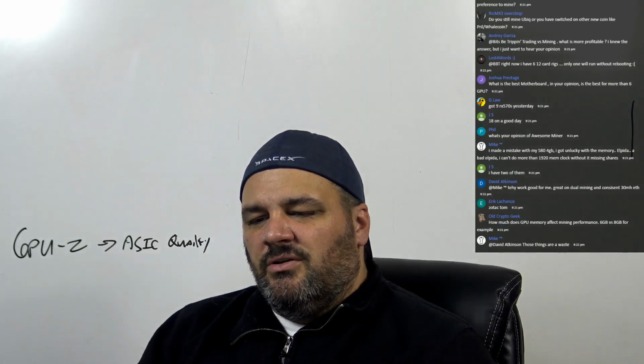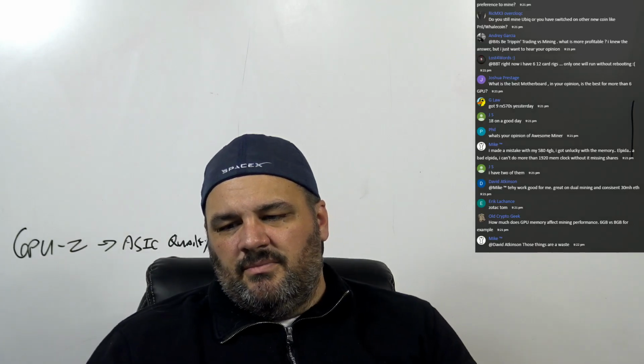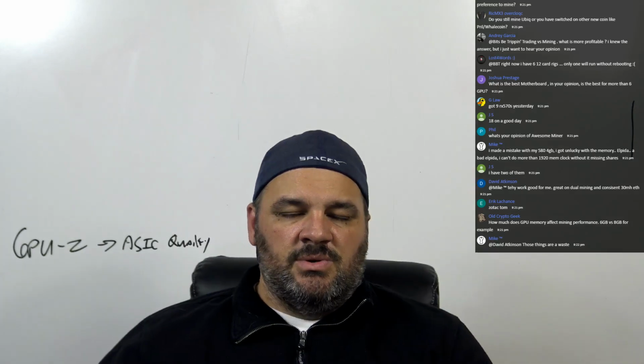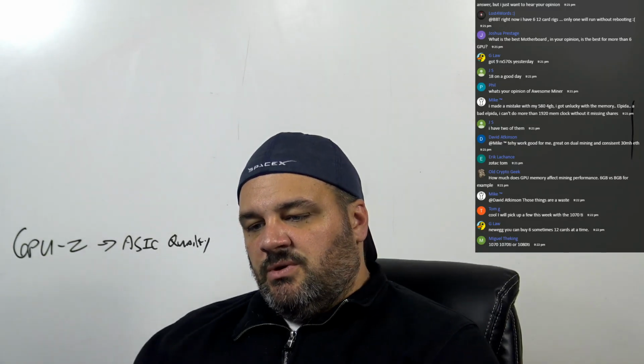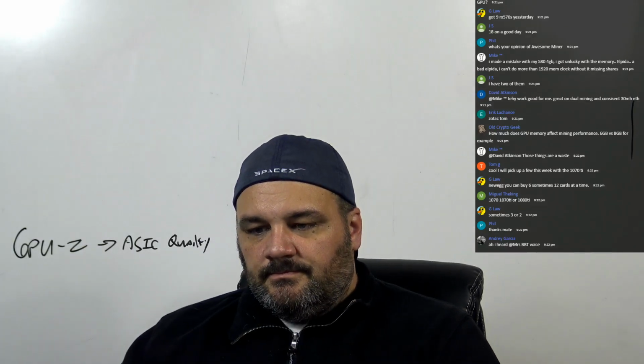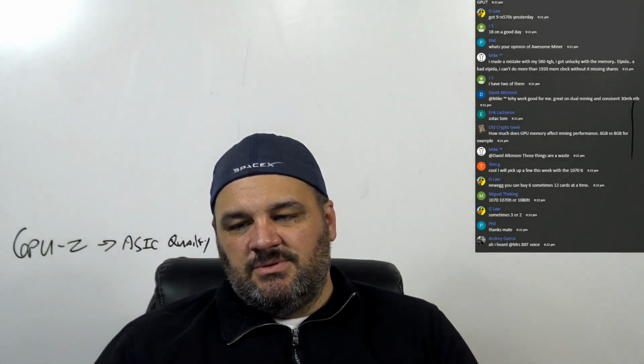A 584 gig LP to memory. I think I have some LP to memories. They're a little flaky. On some of our LP to rigs, we had to run 1880 memory, and on those ones we just ran. I think those are the ones we were running dual mining with, because we were trying to offset some of the lost hash with extra coin. You pay a little more in power though doing that. Newegg can buy 6, sometimes 12 cards at a time.